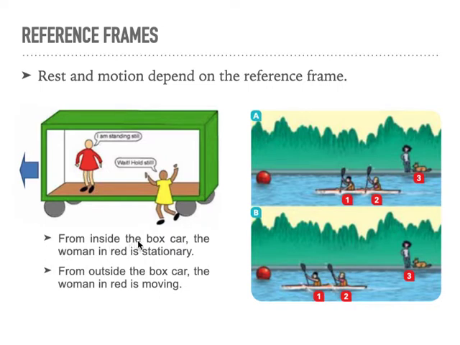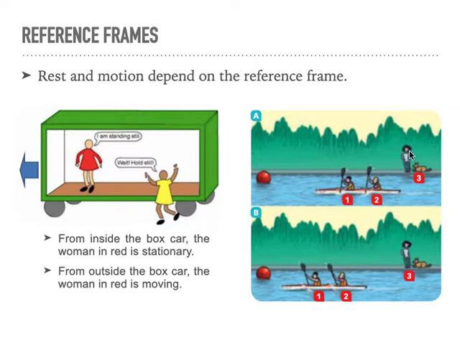Again, from inside the boxcar, the woman is stationary. It means if we take this boxcar as the reference frame, she is not moving. But if we take it from outside, then she is moving. And here we have more examples. We have person 1, 2, and 3. So now just imagine we're going to think what this person is doing. So for this person, for number 3, he is not moving.